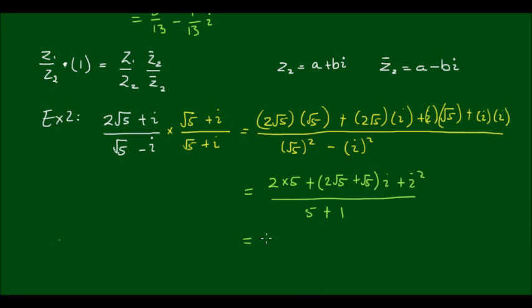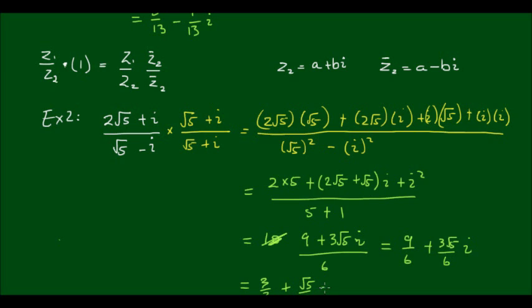And simplifying further, I get 10. And of course, i squared is equal to negative 1, so it really is 9. 2 root 5 i plus root 5 i is equal to 3 root 5 i, all over 6. So the final result is 9 over 6 as the real component, plus 3 root 5 on 6 as the imaginary component. And I can simplify further to 3 on 2 plus root 5 on 2 i.